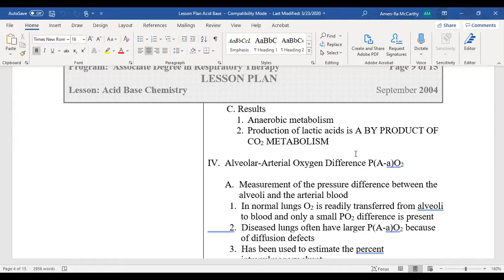And that's called anaerobic metabolism, and that produces lactic acid. Lactic acid is a byproduct of anaerobic metabolism. Anaerobic means without oxygen. If the body starts burning CO2 and glucose, that's going to produce lactic acid, which will cause you to go into septic shock. Septic shock will kill you.